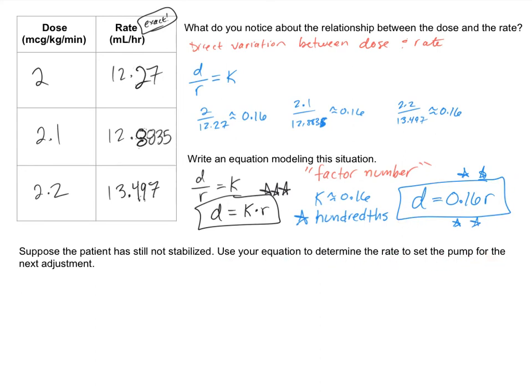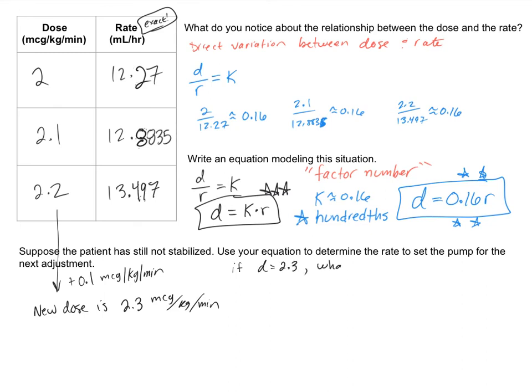What do we need to set the pump for? Well, if the patient has still not stabilized, we need to once again increase by 0.1 micrograms per kilogram per minute. So that means the new dose is 2.3 micrograms per kilogram per minute. So what we need to do is to determine, if D is equal to 2.3, if the dose is equal to 2.3, what is R? What is the rate?